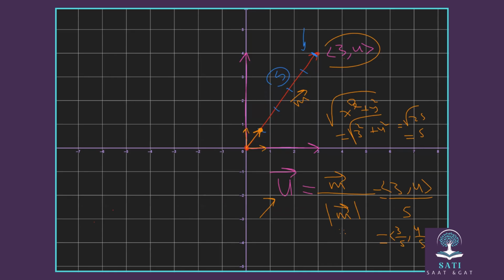Now, 3 over 5, as you know, is 0.6, comma, 0.8. Okay, what does that mean? That means these numbers mean that as vector m moves 1 unit, it will move 0.6 units on x, and it will move 0.8 units on y. So this is what's called the unit vector. And it can be written this way: 0.6i plus 0.8j, which are the x direction and y direction. This is how to find the unit vector.